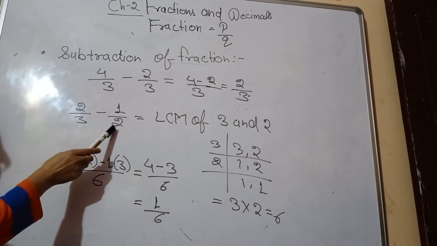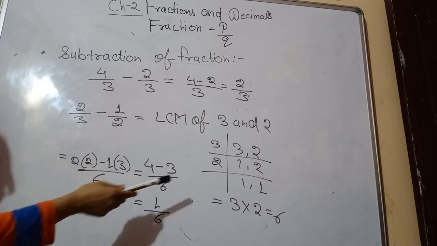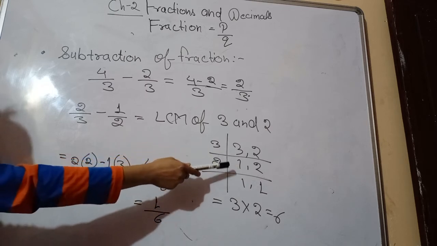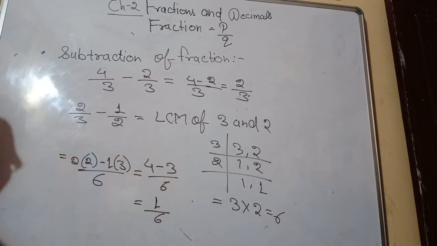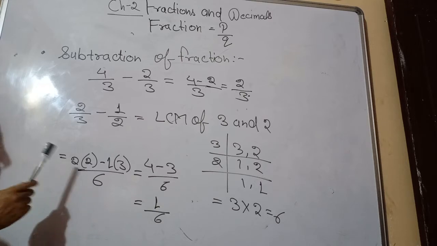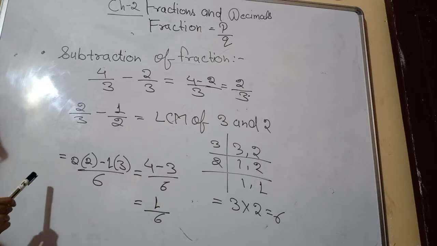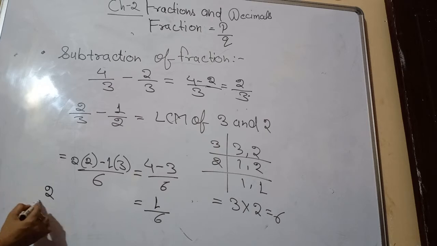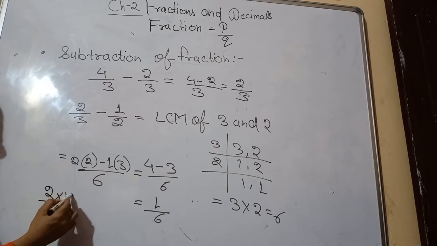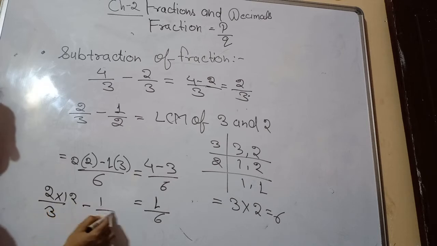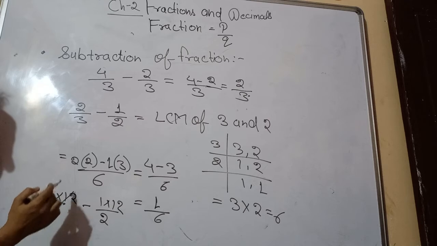And here, if the denominators are different, then what is our procedure? First we have to find the LCM of the given denominators. So what is the LCM? When we take the LCM of 3 and 2, we get 6. So we write 6 in the denominator, and after that what is the procedure? Whatever our LCM is, we have to multiply it here. This is your rough work.